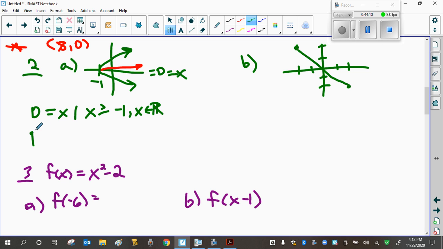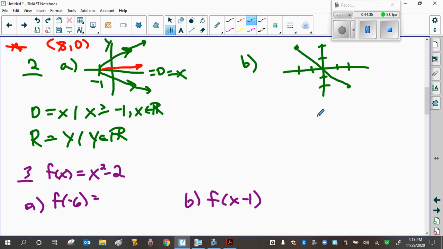And the range is the y values, which will go up and down. How far does this graph go up and how far does it go down? Well, parabolas go a little farther up and a little farther down. So y, how you write down all the numbers in the whole wide world, y is an element of all real numbers.